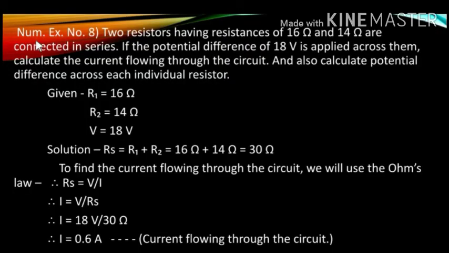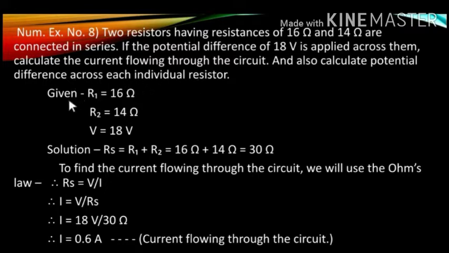Then numerical example number 8. Two resistors having resistances of 16 ohm and 14 ohm are connected in series. If the potential difference of 18 volts is applied across them, then calculate the current flowing through the circuit and also calculate potential difference across each individual resistor.